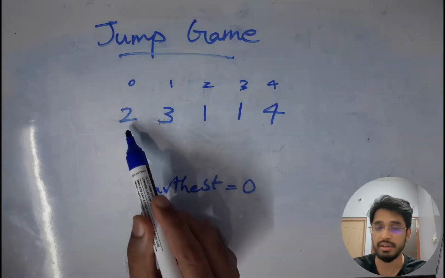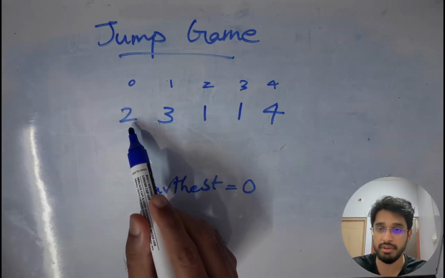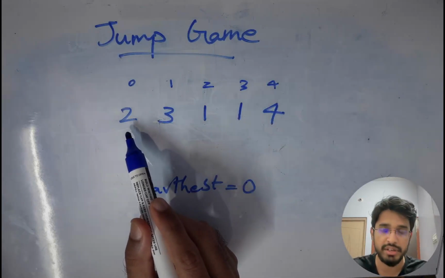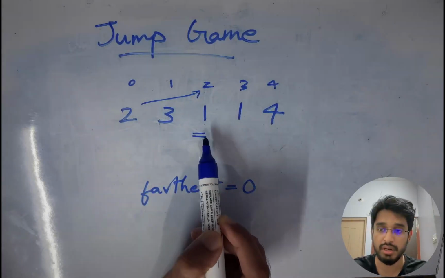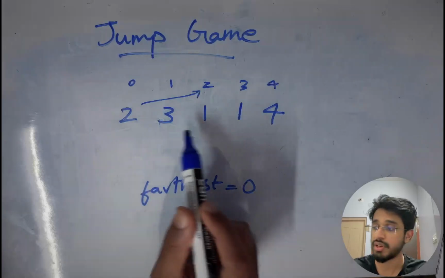If I go to this value over here, at the 0th index the value is 2, right? We need to go to the second index. So what is the value over there? The value is 1. So the farthest distance so far we have covered is 2.